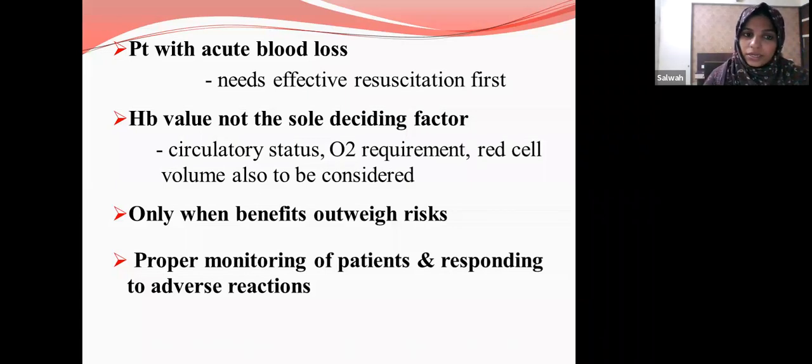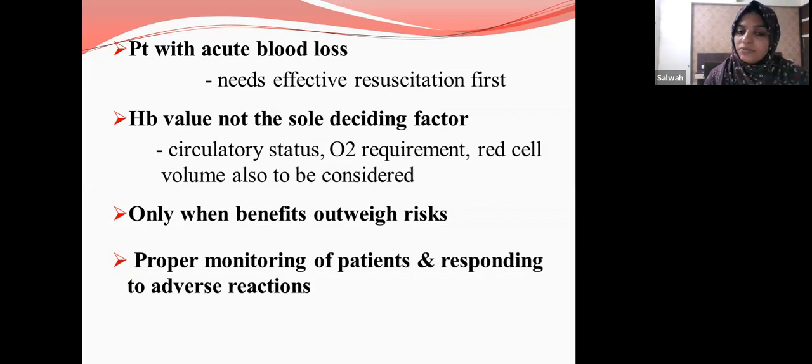And never consider the hemoglobin value as the sole deciding factor for blood transfusion. We have to think about the circulatory status, oxygen requirement, and red cell volume of the patient. Previously, a 30-10 rule was used for transfusing blood. That is, if the blood hemoglobin level was less than 10 gram per deciliter or hematocrit was less than 30%, blood transfusion was considered. But nowadays, hemoglobin value is not the only factor.